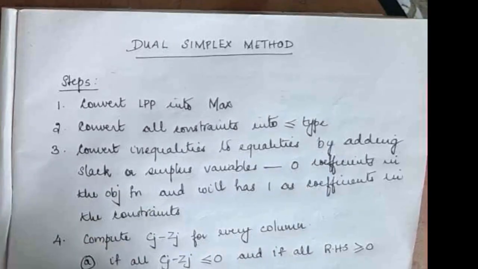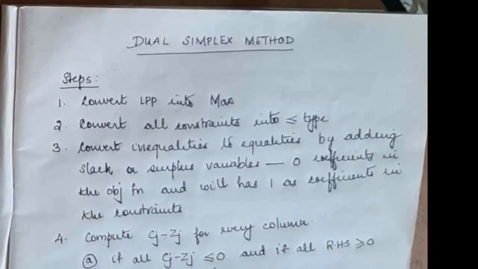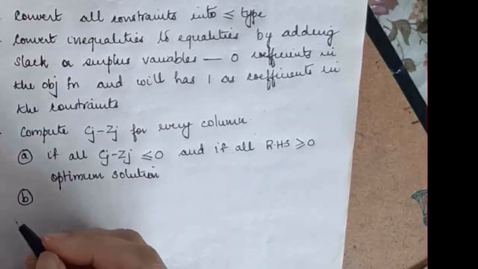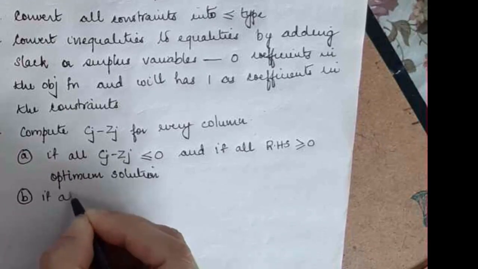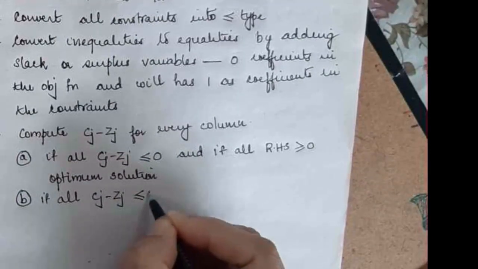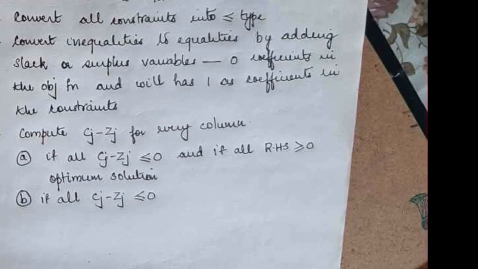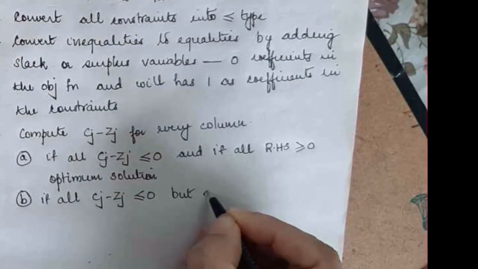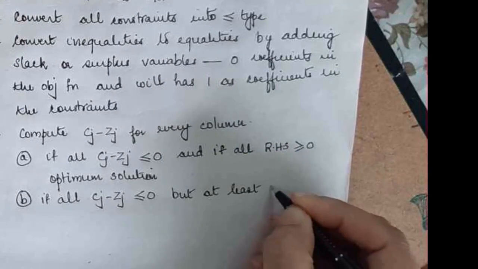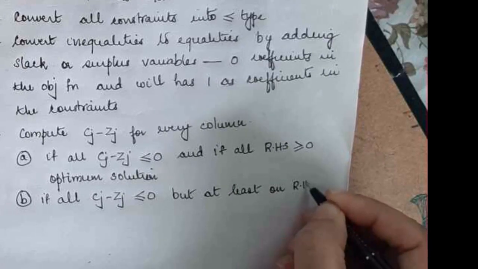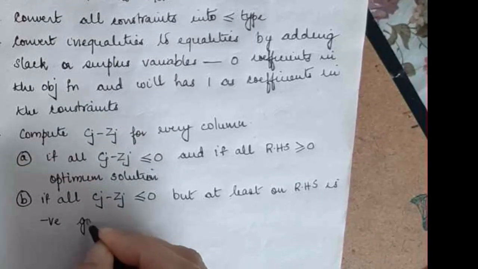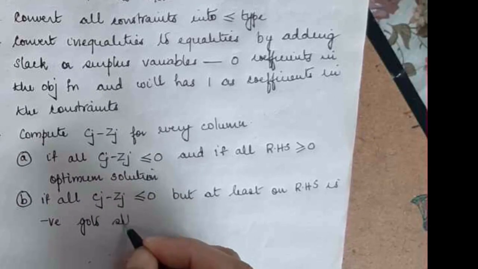Okay. Now the second condition, that is, if all Cj minus Zj are less than or equal to 0, but at least one ratio or RHS, I am writing ratio or RHS, is negative, go to the next step, that is step 5.